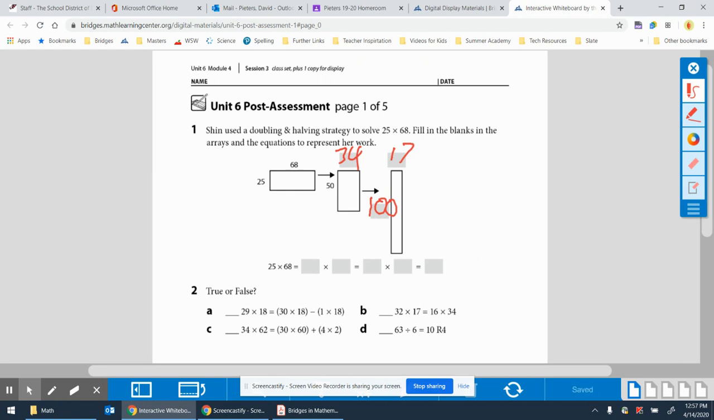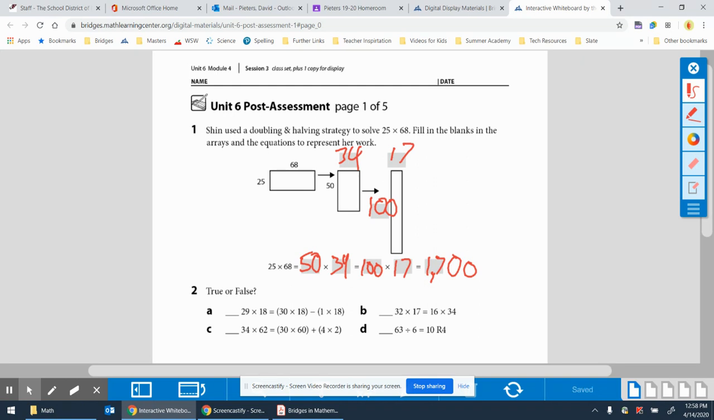Okay, so then we're taking our information from up here and transferring it down here. We went from 25 times 68 to our new problem of 50 times 34. And then we did it again, and we're now over to 100 times 17. Once you realize this, the doubling and halving makes it quite an easier problem. Now we just have to do 17 times 100. 17 100s would be 1700.